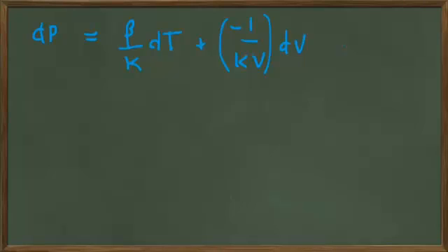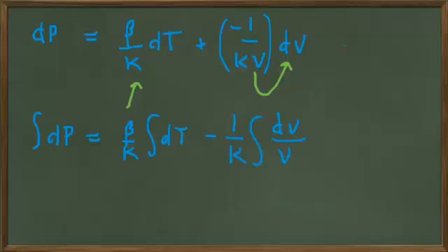To set this up for integrating, we're going to assume that beta over K is constant, and we're going to need to move the V here over to here underneath the dV, so we can integrate that part. So let's set up the integrals, and let's note that we're going to integrate dT between T1 and T2, and the volume between V1 and V2. We're not going to specify a P1 and a P2 here. We're just going to call this left side delta P, but it could be written as P2 minus P1.